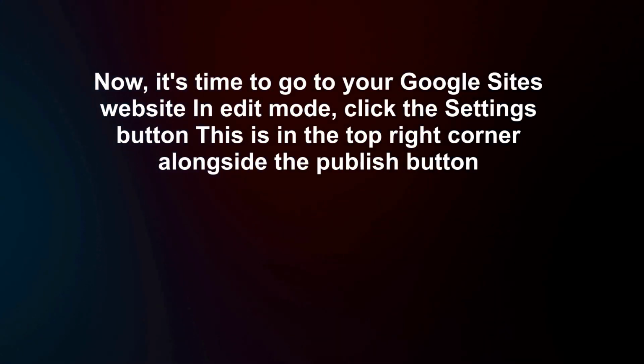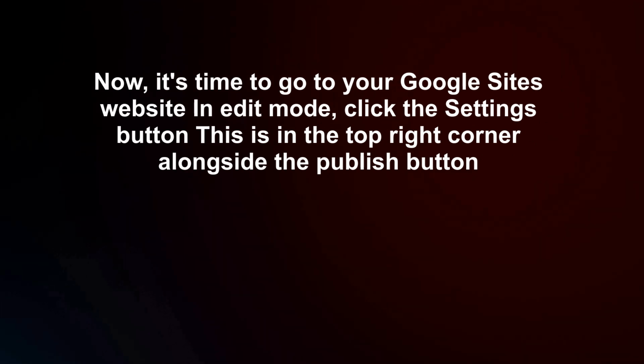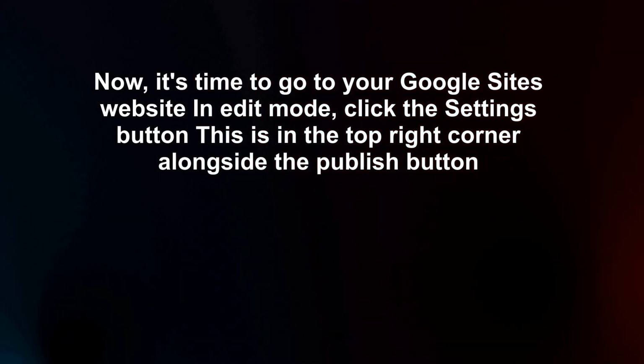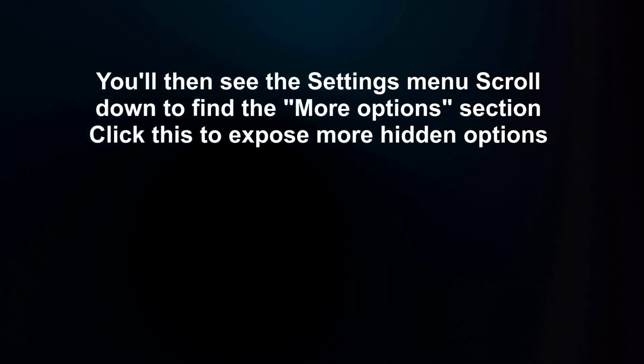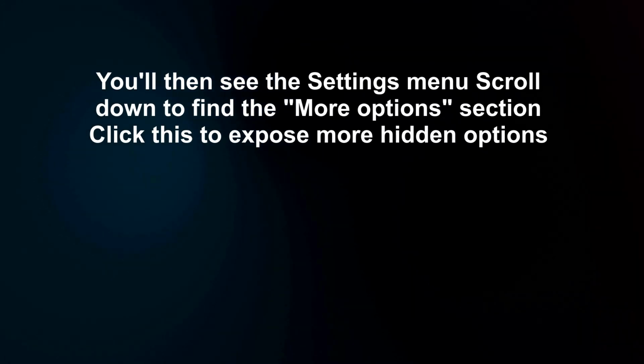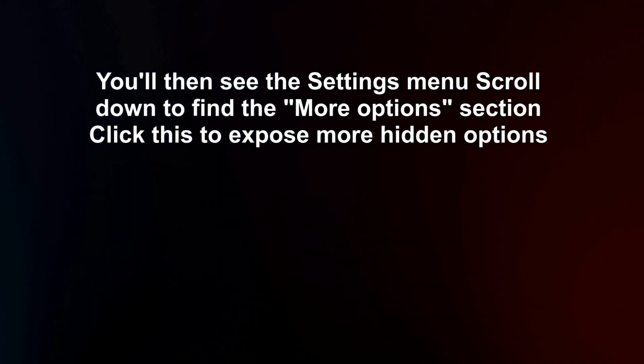Now, it's time to go to your Google Sites website. In edit mode, click the settings button. This is in the top right corner alongside the publish button. You'll then see the settings menu. Scroll down to find the more options section. Click this to expose more hidden options.